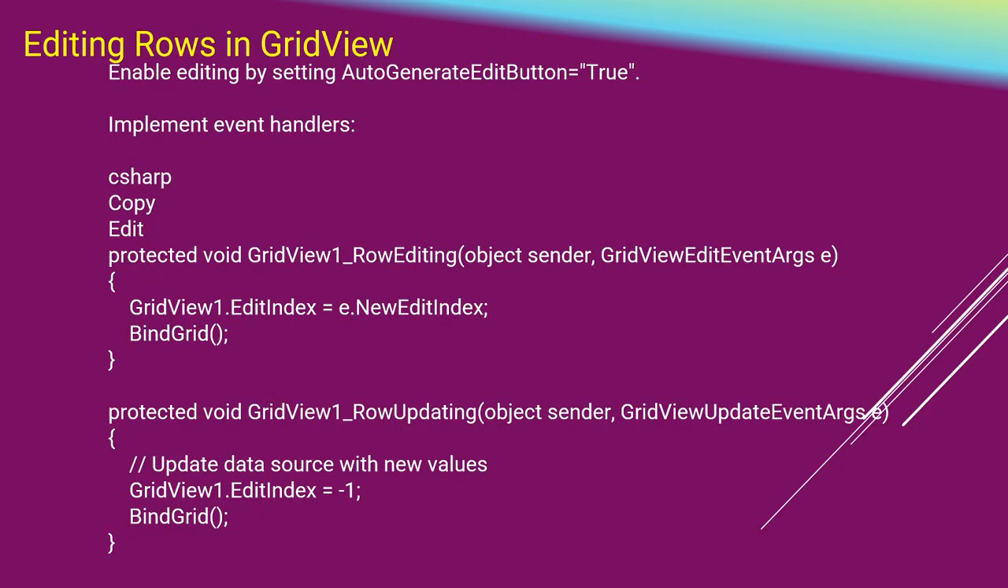GridView supports editing data directly within the grid. Enable AutoGenerateEditButton, then handle RowEditing and RowUpdating events to allow users to update data inline.